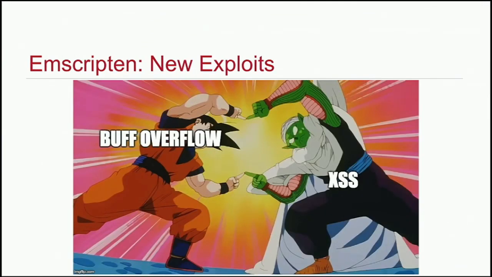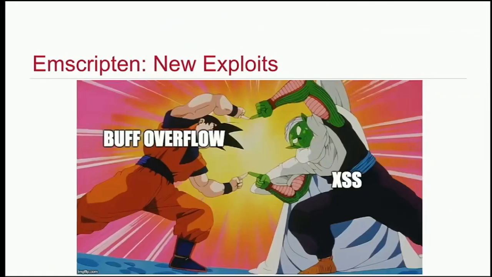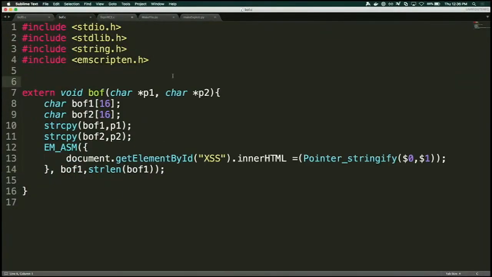Okay, so I have another example here for how we can use this buffer overflow to XSS concepts. For this example, we have this boff function, which the extern keyword is going to let us call from JavaScript. And this function is going to take two parameters, p1 and p2, both of which are just character pointers or character arrays. And we've got two character arrays, boff1 and boff2, both of which are 16 bytes long. And then we've got two unsafe string copies from p1 into boff1 and p2 into boff2.